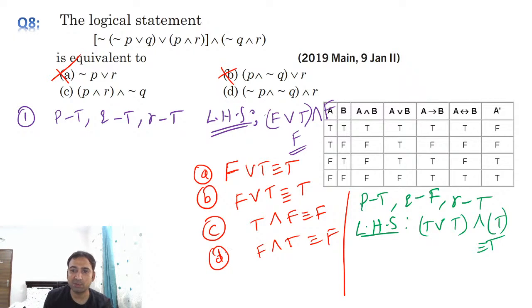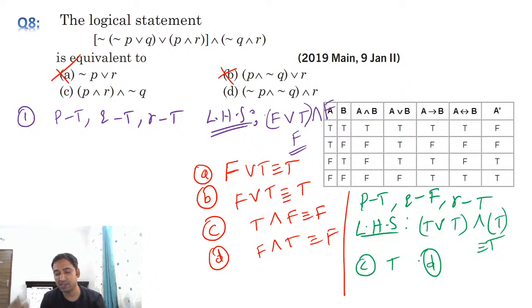Now let's verify the options. Options A and B are already eliminated. Option C we will do. For the substitution P true, Q false, and R true, true we're getting here, and here we're getting false. P and R is what? P and R is true only. True and true is true. So yes, in option C we're getting true.